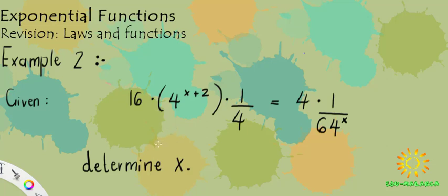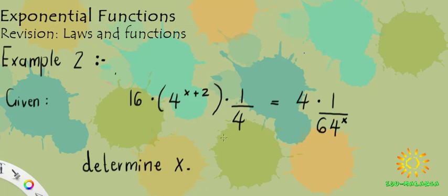In example 2, we're given this exponential equation and we're asked to solve for x. The equation is 16 times 4 to the power of x plus 2, that whole expression times 1 over 4, and it should be equal to 4 times 1 over 64 to the power of x. So we have to solve for x in this equation.